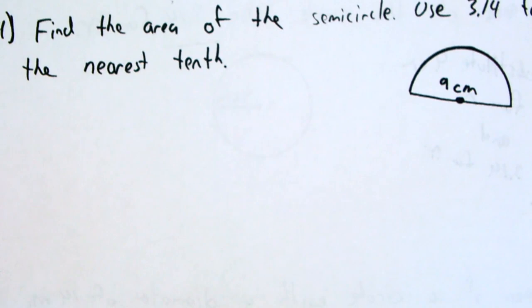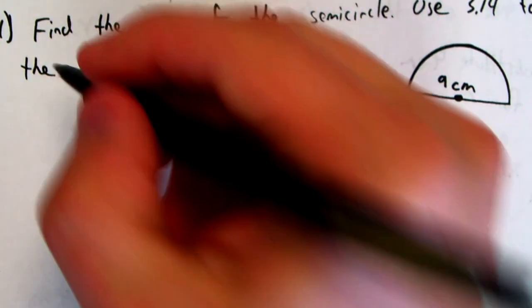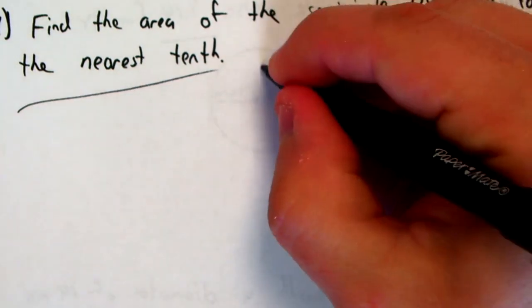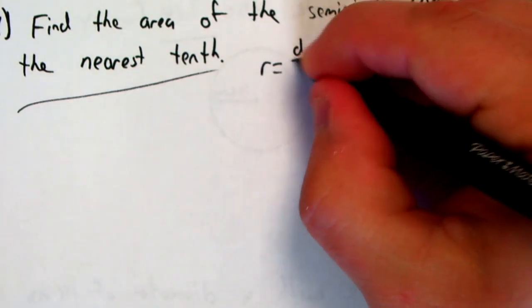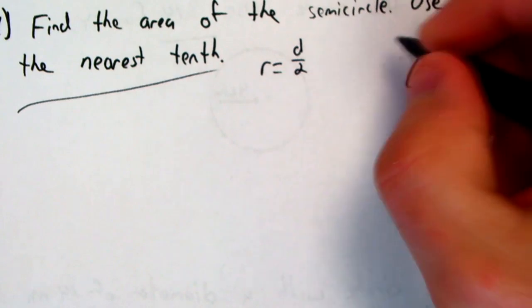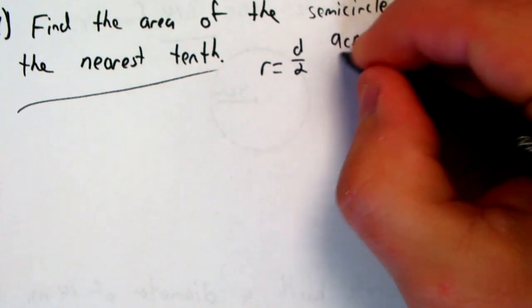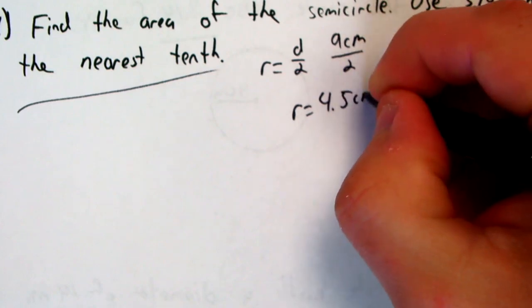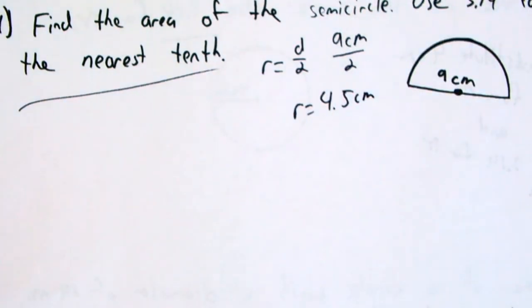So let's look at example 4. It says find the area of the semicircle. Use 3.14 for pi and round to the nearest tenth. It gives us diameter. So I need to use the radius, I need to find the radius. So diameter is 9 centimeters. Divided by 2, the radius would be 4.5 centimeters.